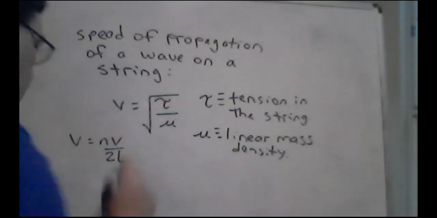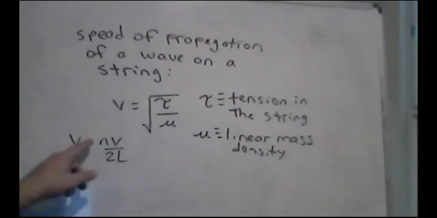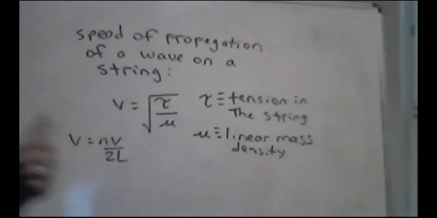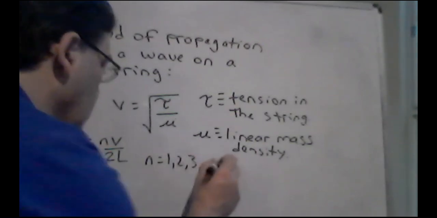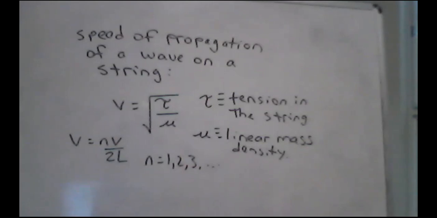I think that's what the formula is. And so essentially your resonance frequencies are going to be, N is going to be 1, 2, 3, and so on and so forth. So the notes that your guitar or your violin play are going to depend on the speed of sound.